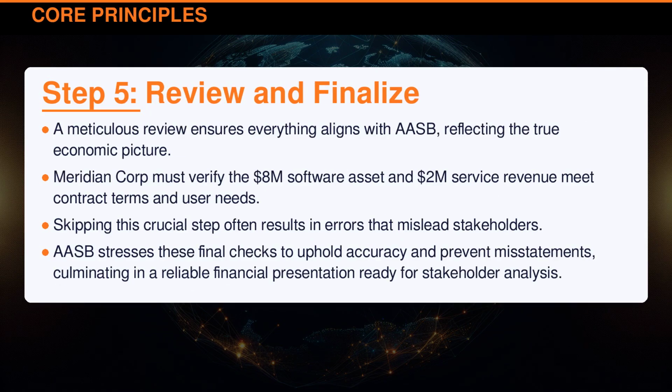A meticulous review ensures everything aligns with AASB, reflecting the true economic picture. Meridian Corporation must verify the $8 million software asset and $2 million service revenue meet contract terms and user needs. Skipping this crucial step often results in errors that mislead stakeholders. AASB stresses these final checks to uphold accuracy and prevent misstatements, culminating in a reliable financial presentation ready for stakeholder analysis.